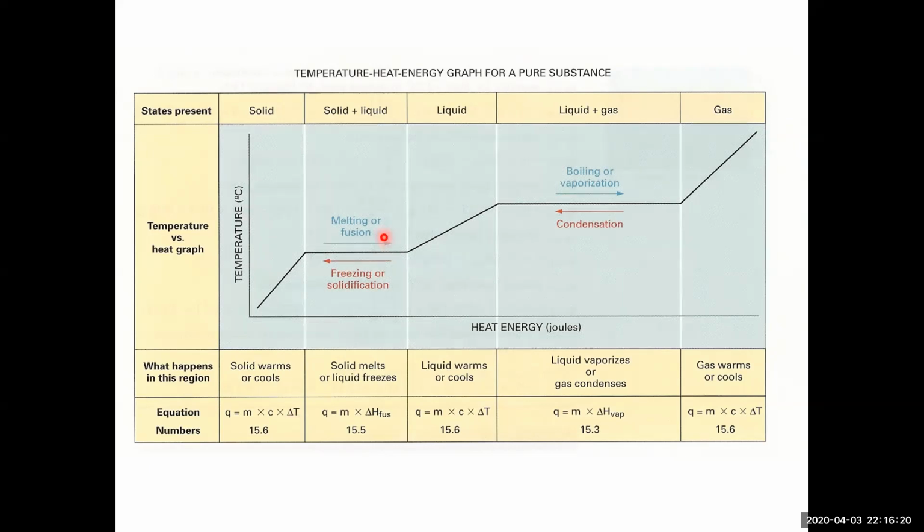When we have the solid turning into a liquid or a liquid turning into a solid, or we have our liquid turning into a gas or a gas turning into a liquid, for those points, our temperature is not changing. To calculate the heat, we will use the mass times the delta H of vaporization or the delta H of fusion, depending on which process is occurring.